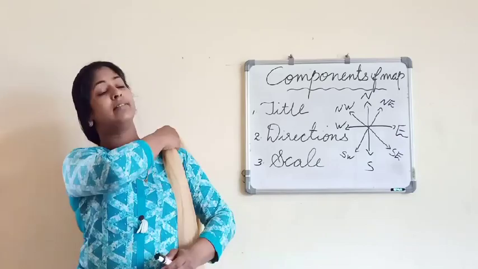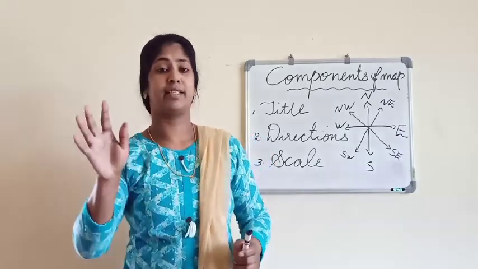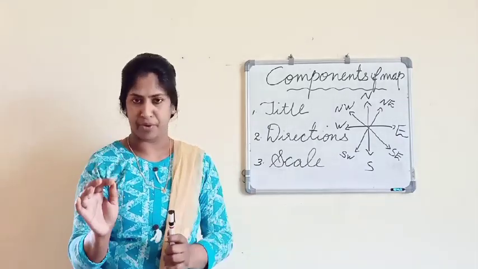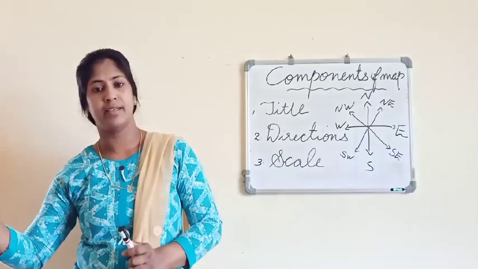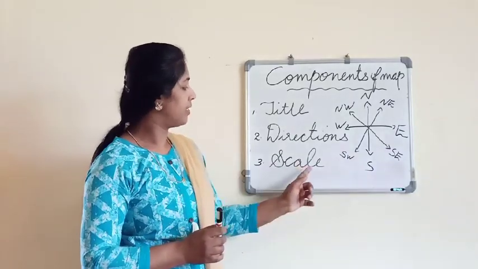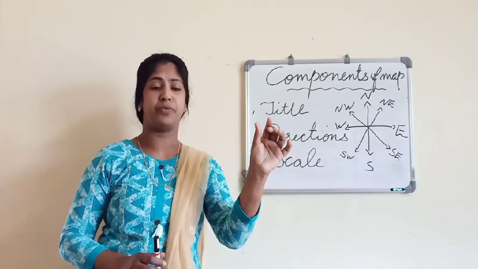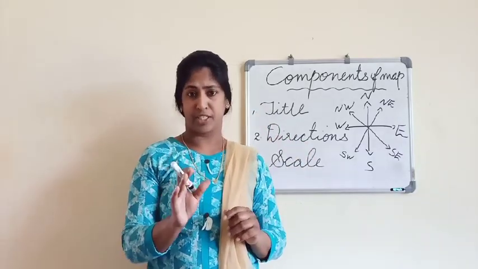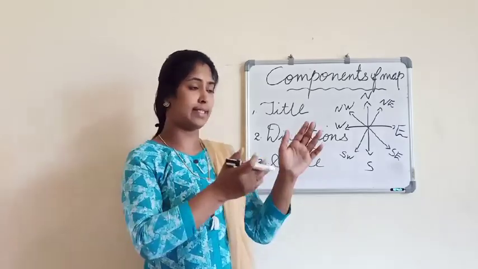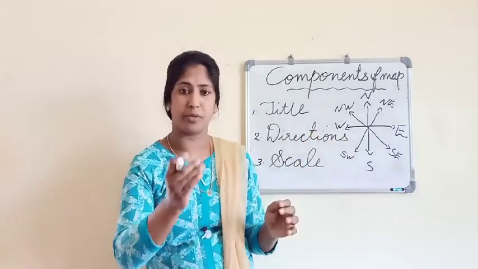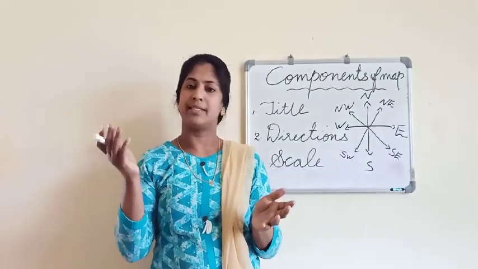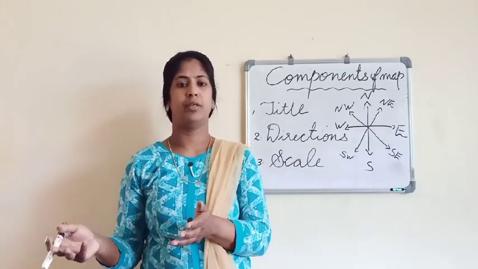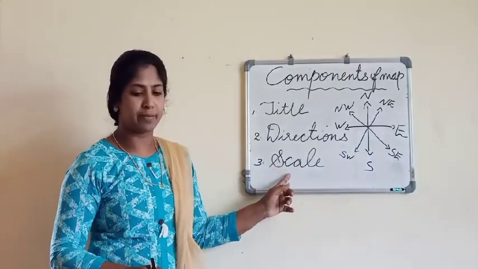I think it is clear to you. For understanding the scale, first of all you have to understand what is map distance and what is ground distance. Map distance means the distance between any 2 points on the map, and the real, actual distance, as in the example of the distance between Gorakhpur and Delhi or any place you can take, is known as ground distance. We say it in kilometer.